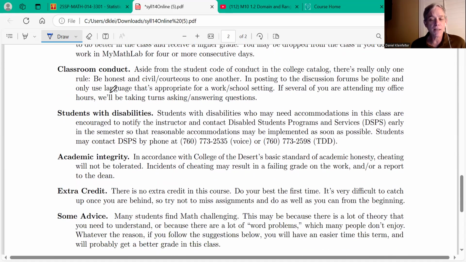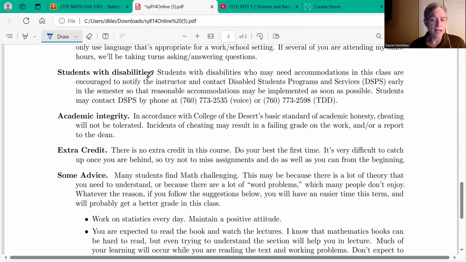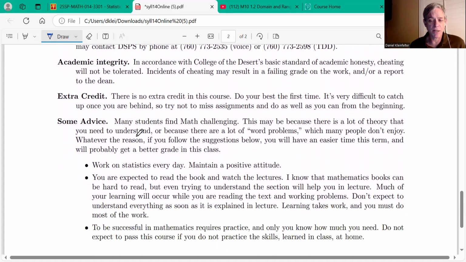Okay, classroom conduct. Basically, the college catalog's student code of conduct applies. Other than that, be honest, civil and courteous to one another. If you post things to the discussion forums, be polite and use academic or work appropriate language. If multiple people are in my office hours, we're going to take turns. Okay, easy enough. Students with disabilities, read through that. If you have any questions on it, let me know. Academic integrity, same. Read through that. If you have any questions, let me know.